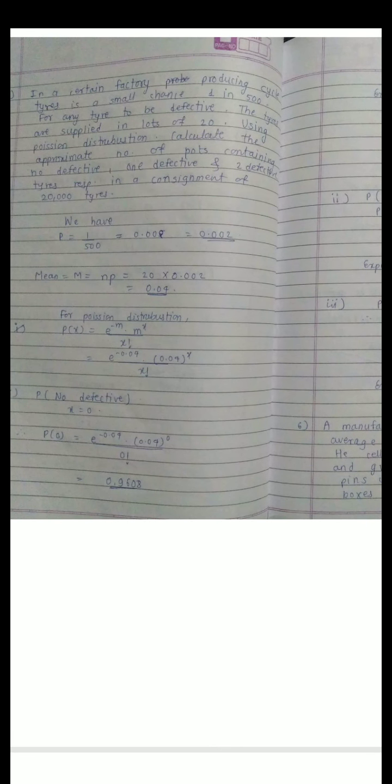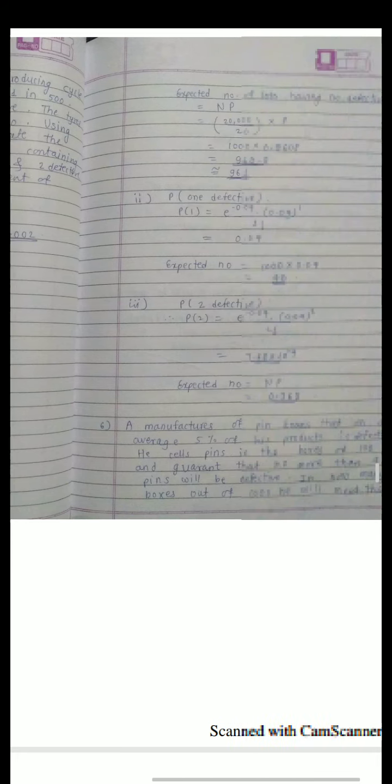Now similarly, the expected number of lots having no defective is nothing but capital N into P. We have to calculate capital N: the tires are supplied in lots of 20 and the total is 20,000. Therefore 20,000 divided by 20 is our capital N, which is 1000, into P which is 0.9608, and after calculation we get 960.8, meaning 961.